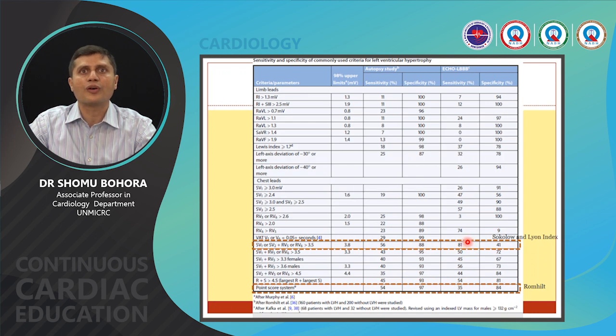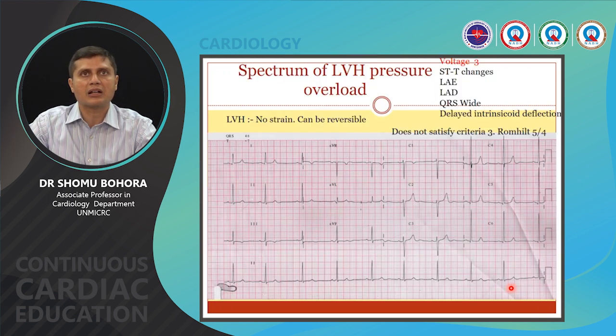These are the two in general that you use. The sensitivity of Sokolow is higher as compared to specificity, while for the Romhilt-Estes scoring system, the sensitivity is lesser as compared to the specificity. So when you use both together, it gives you a better idea. So let us see the spectrum of LV pressure overload.